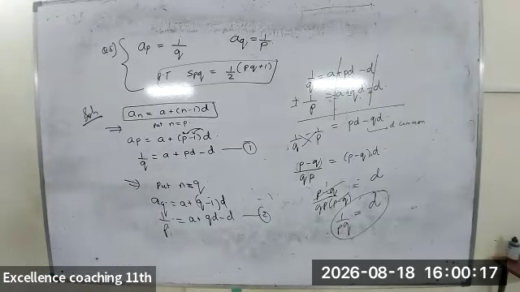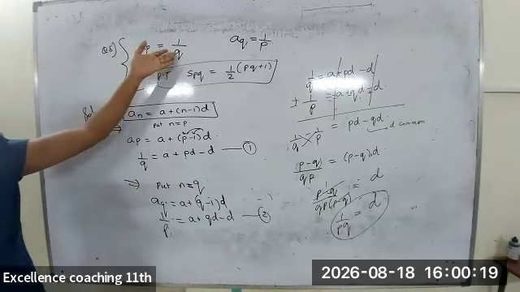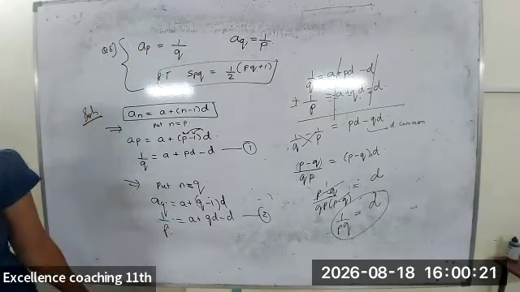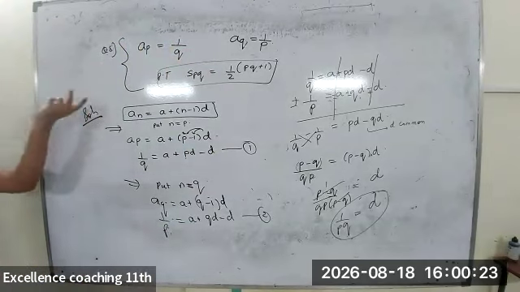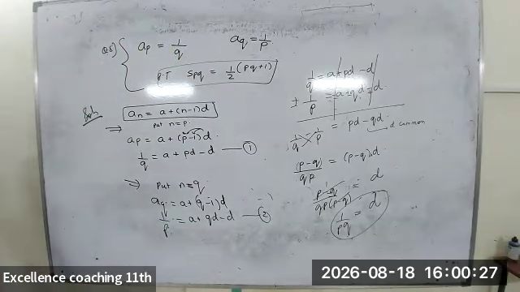See, instead of this, numbers also can be given. Pure numbers also might be given, and the same we have to solve. I am doing it with the difficult part, like with the letters. If numbers are there, it will be much easier.